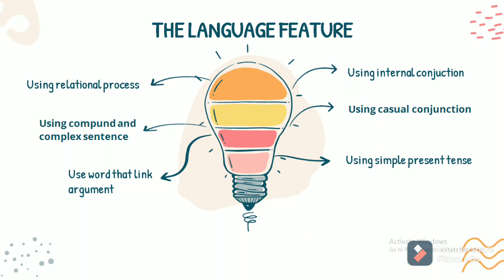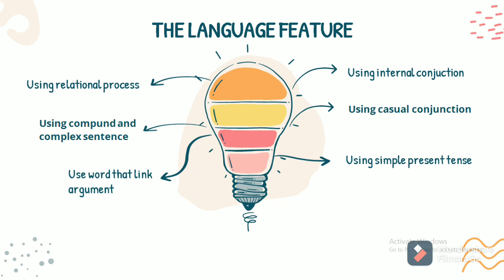Next, the second one is using compound and complex sentences. Commonly, an analytical exposition text uses them. The characteristic of a compound sentence is that it has at least 2 independent clauses joined by a coordinating conjunction or semicolon, while the characteristic of a complex sentence is that it contains an independent clause and one or more dependent clauses.